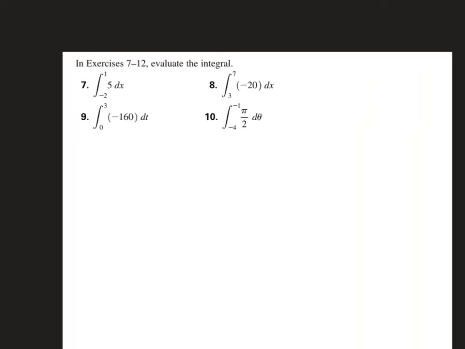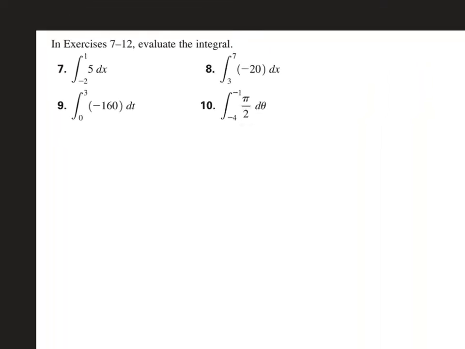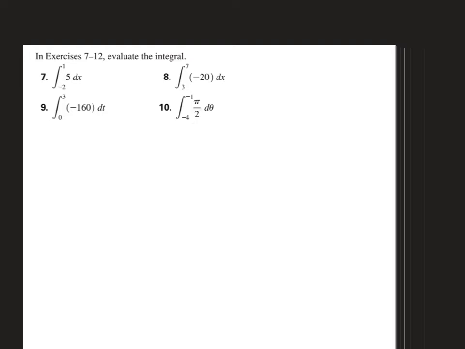Okay, for these next ones, they say to evaluate. There was a theorem in the textbook that said if you take an integral from a to b of a constant, then you'll do the constant times b minus a. That's how you evaluate the integral of a constant.